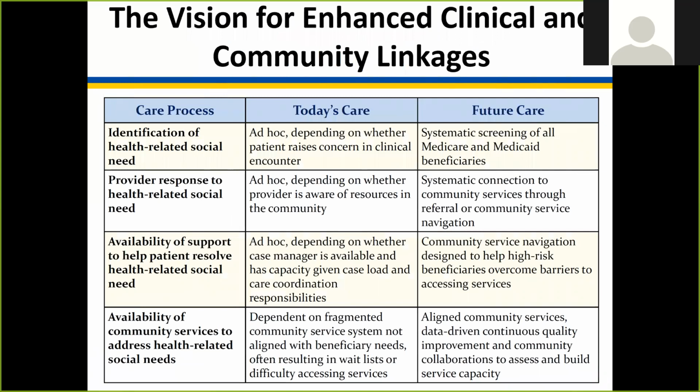This is from the Medicare site, and it basically shows today's care and future care when we do the screening for social needs in the community. And you can see a pretty dramatic difference between today and future, between the individual organizations and doctors trying to get these services versus a community level navigation component to the delivery system, having fragmented community services that are scattered around the community versus having everyone aligned and using common systems, which I'll tell you more about in a moment.